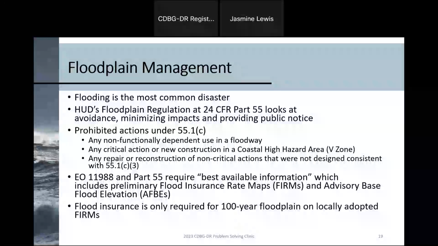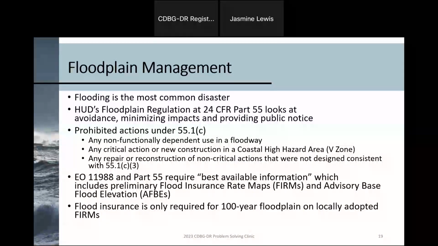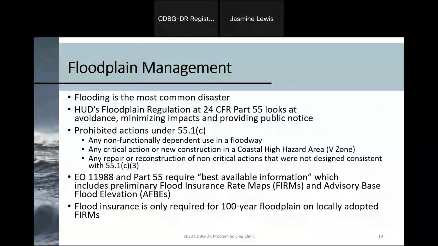In addition, due to the severity of flooding, there are three prohibited actions that you should be aware of outlined in 55.1(c), and those include any non-functionally dependent use in the floodway, any critical actions or new construction in coastal high hazard areas, and also any repair or reconstruction of non-critical actions that were not designated consistent with 55.1(c)(3).